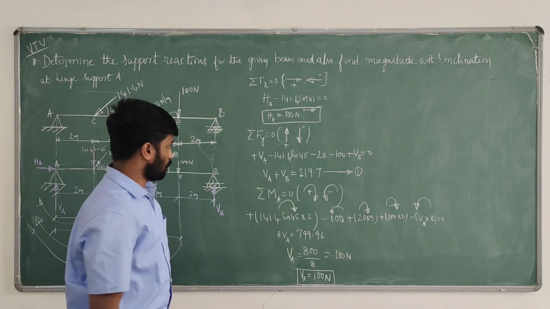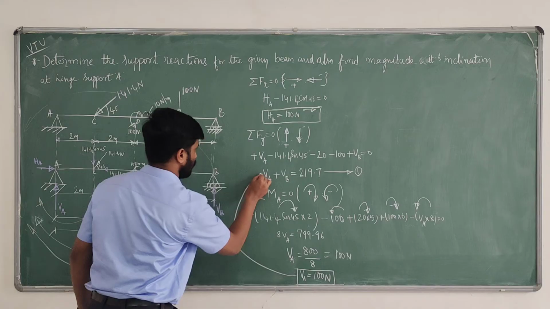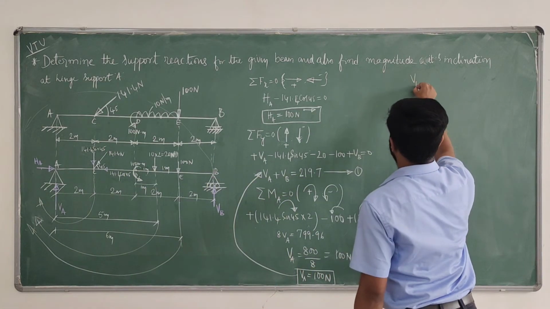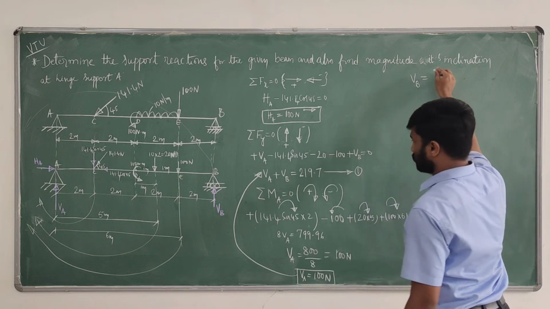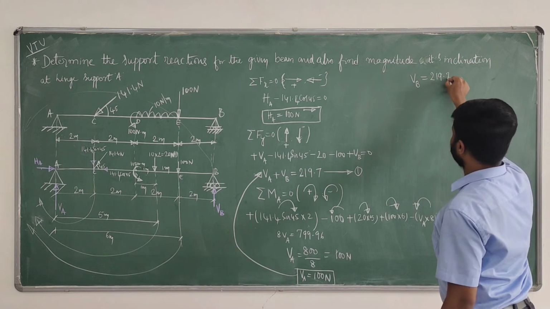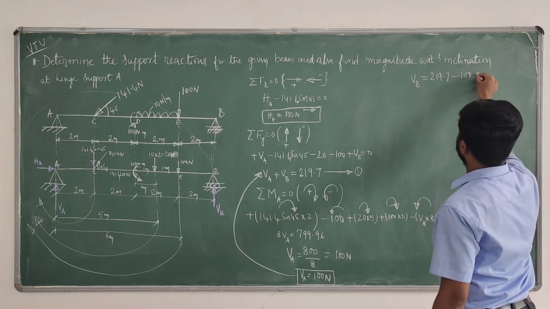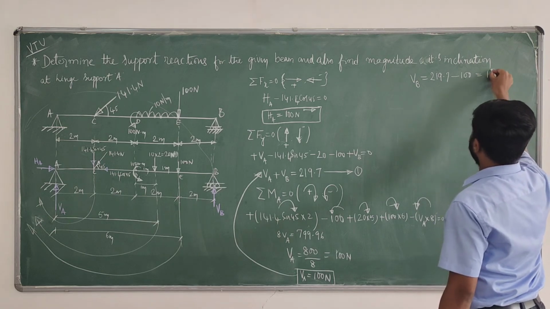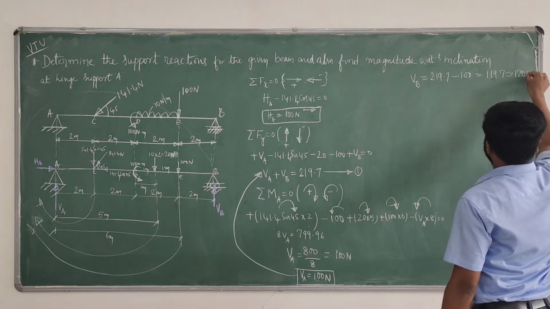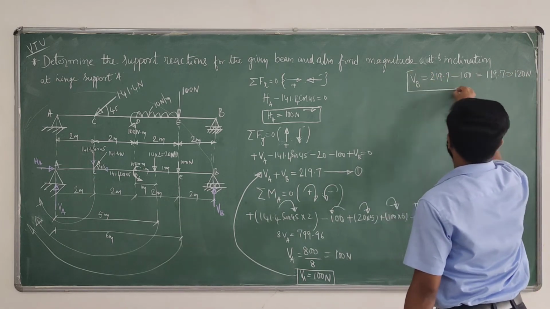Now substitute this value into equation 1. We are getting VB equals 219.7 minus 100, which is 119.7, approximately equal to 120 Newton.